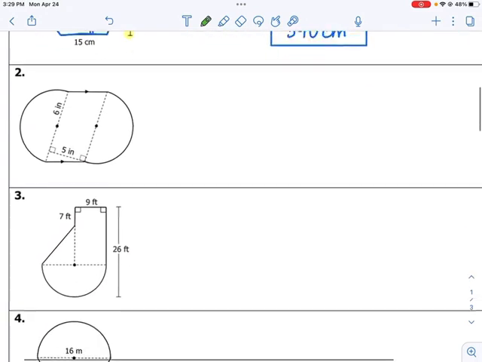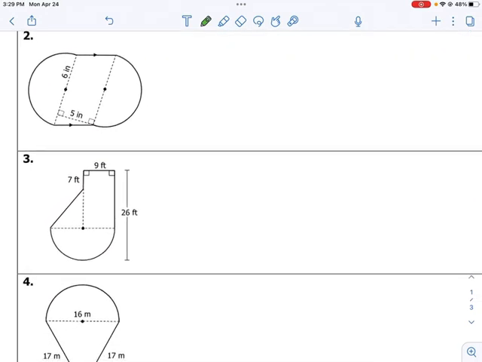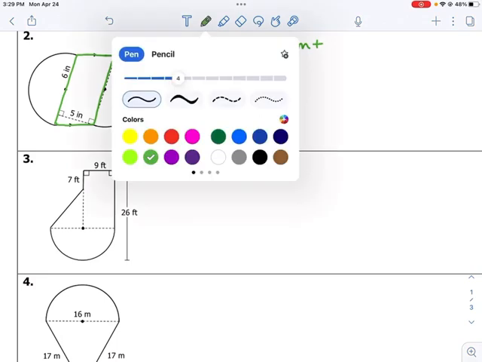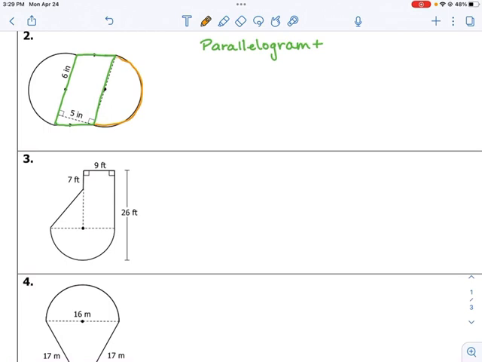Okay, let's talk about number 2. What do we have in number 2? Well, it looks like we have a parallelogram. So we need to take this parallelogram and add it to, let's do orange, 2 semicircles. Well, what's the same thing as 2 semicircles? 1 entire circle.